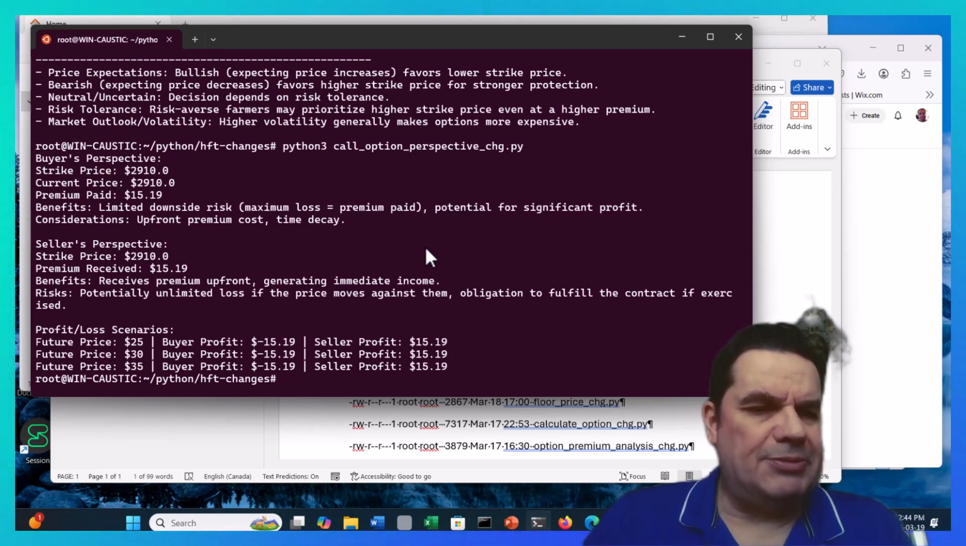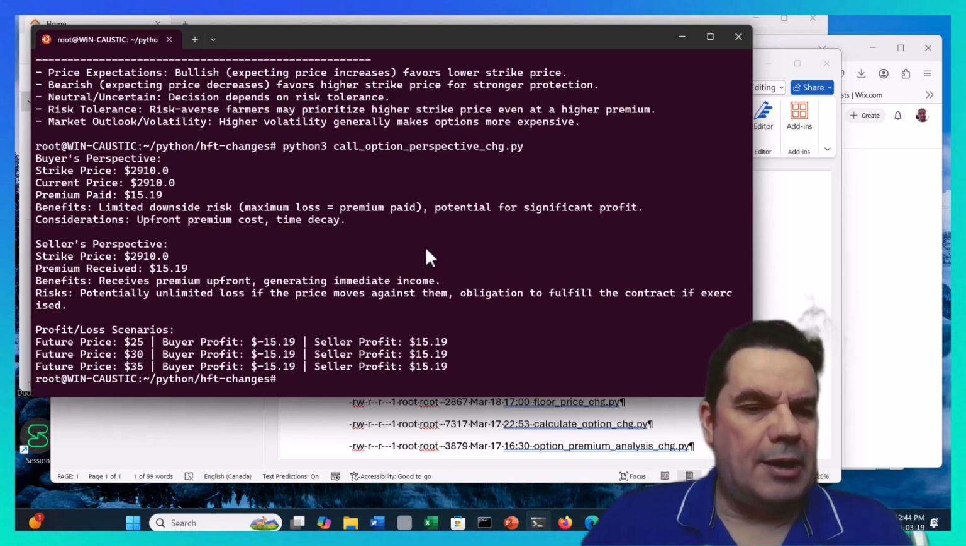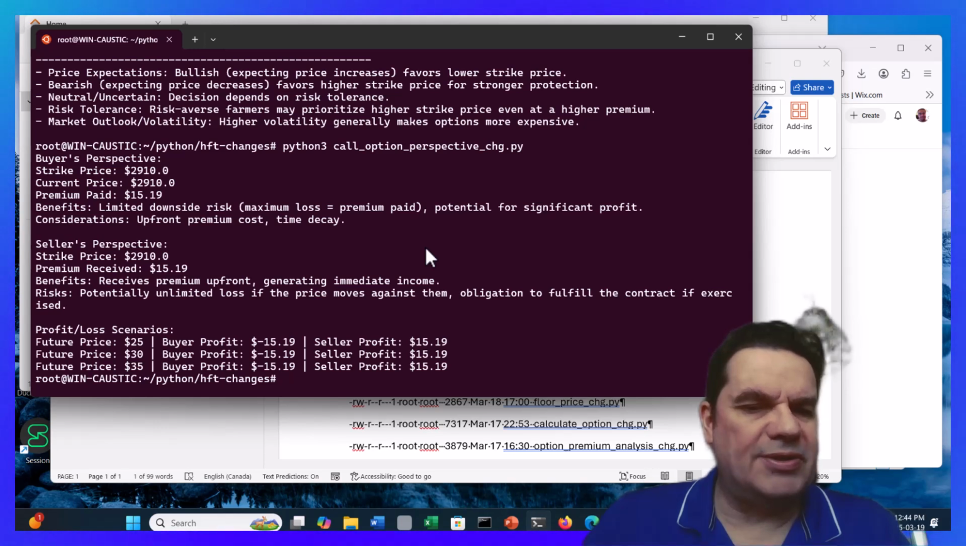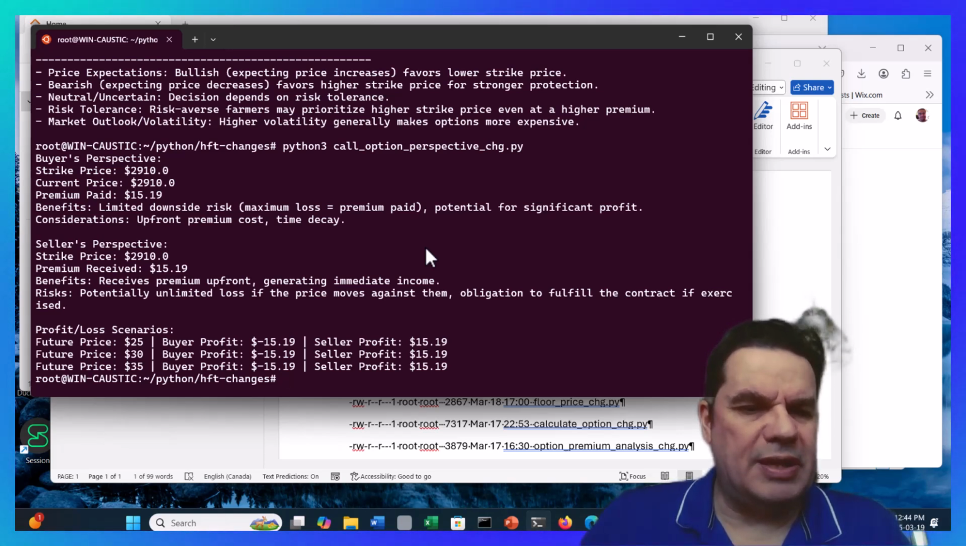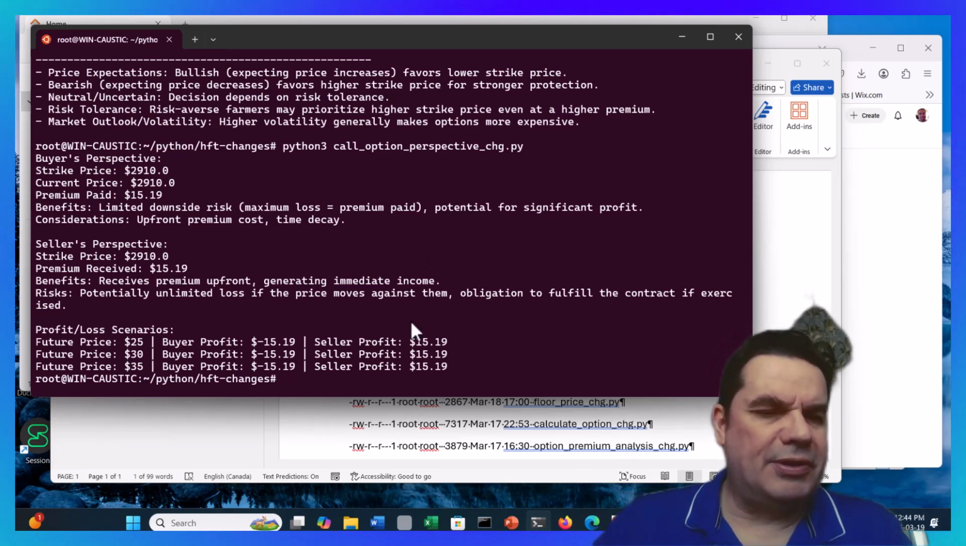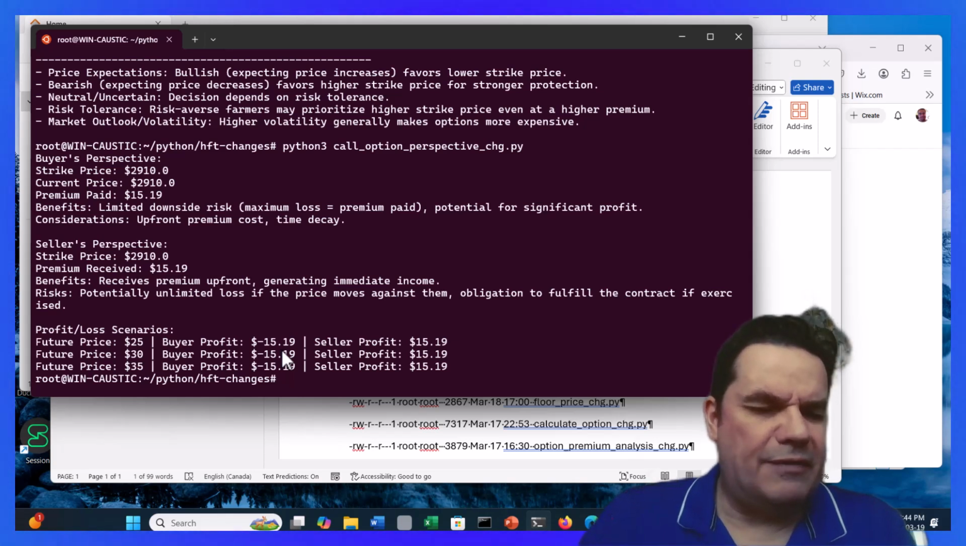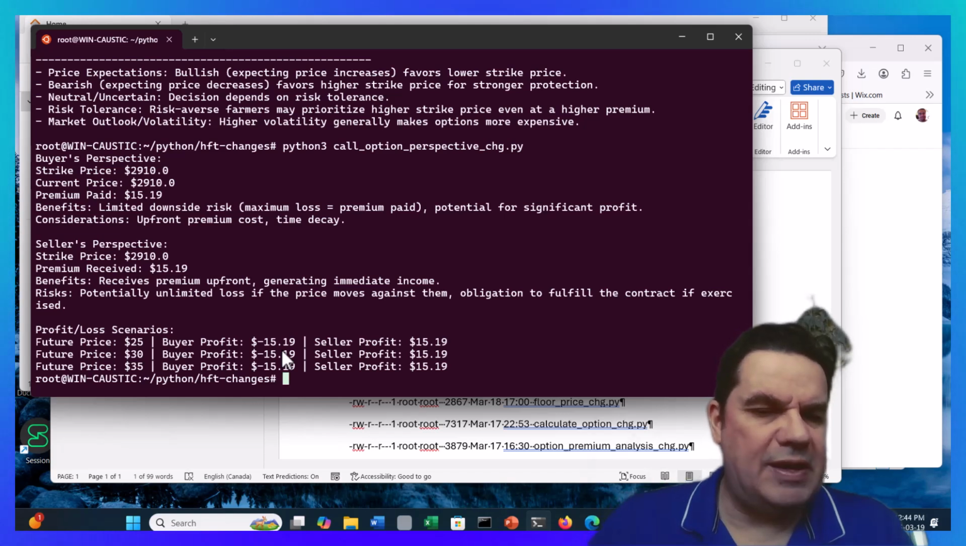From a seller perspective on the option, we have a strike price 29.10, premium received 15.19. The seller will receive the premium upfront, generating immediate income. But as I said, there's potential unlimited loss if the price moves against the price that you sold at, and then there is an obligation to fulfill the contract if exercised. So we can have different scenarios where we can have a profit or loss: future price 25, buyer profit is equal to negative 15.19, seller profit 15.19.